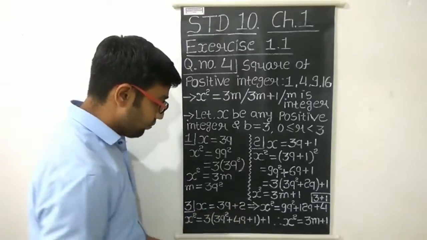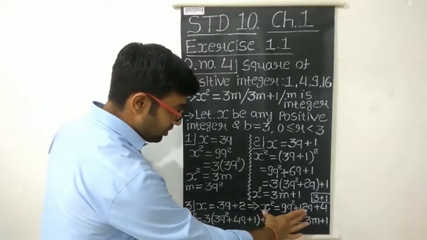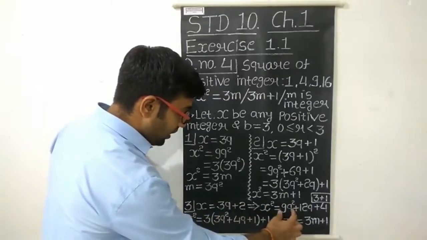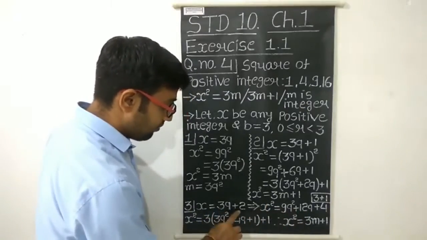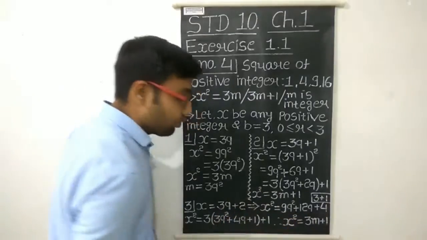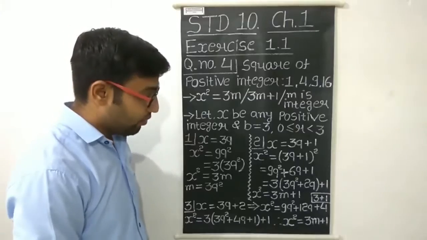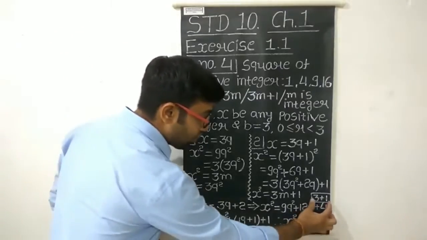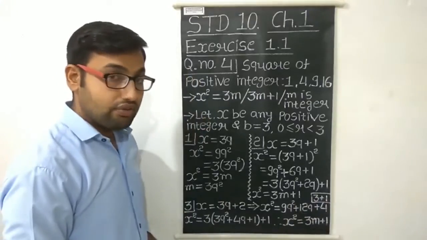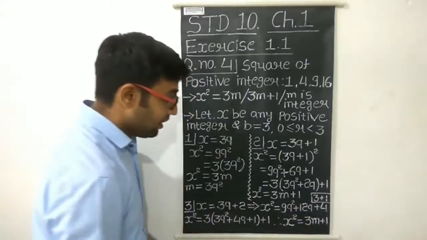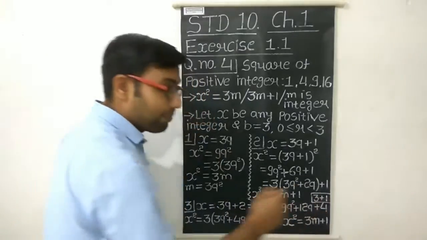X is equal to 3q plus 2. By applying the square both sides, here we will get x square is equal to the square of 3q, that is 9q square. Middle term is 12q and the last term is the square of 2, that is equal to 4. Now we can write down this 4 as an addition of 3 and 1. Why do we do 3 and 1? That we will understand in the next step. We have written down 4 as 3 plus 1.